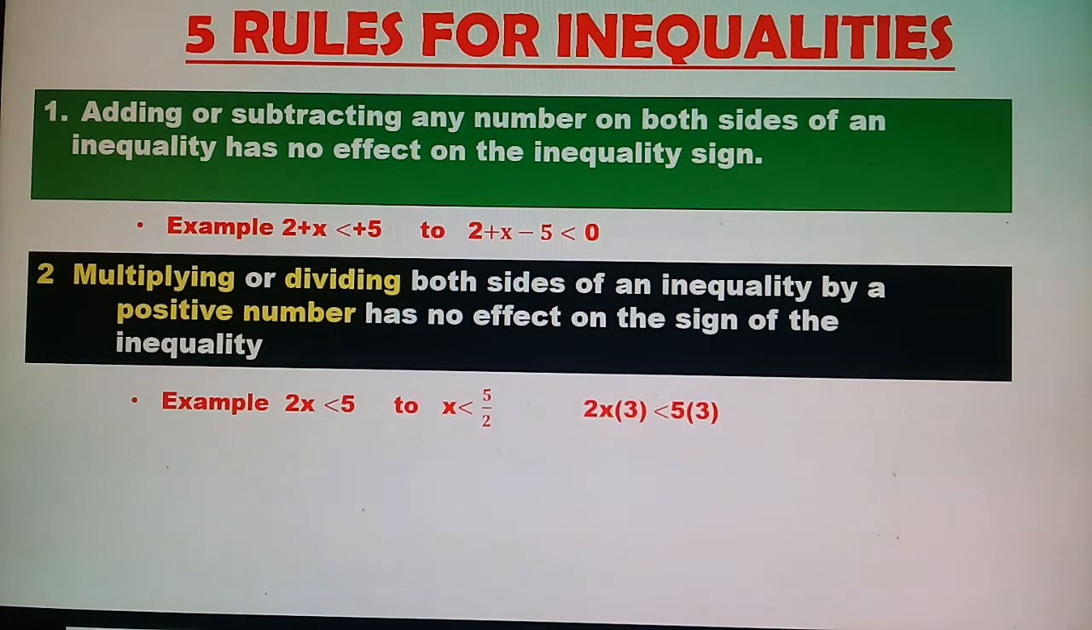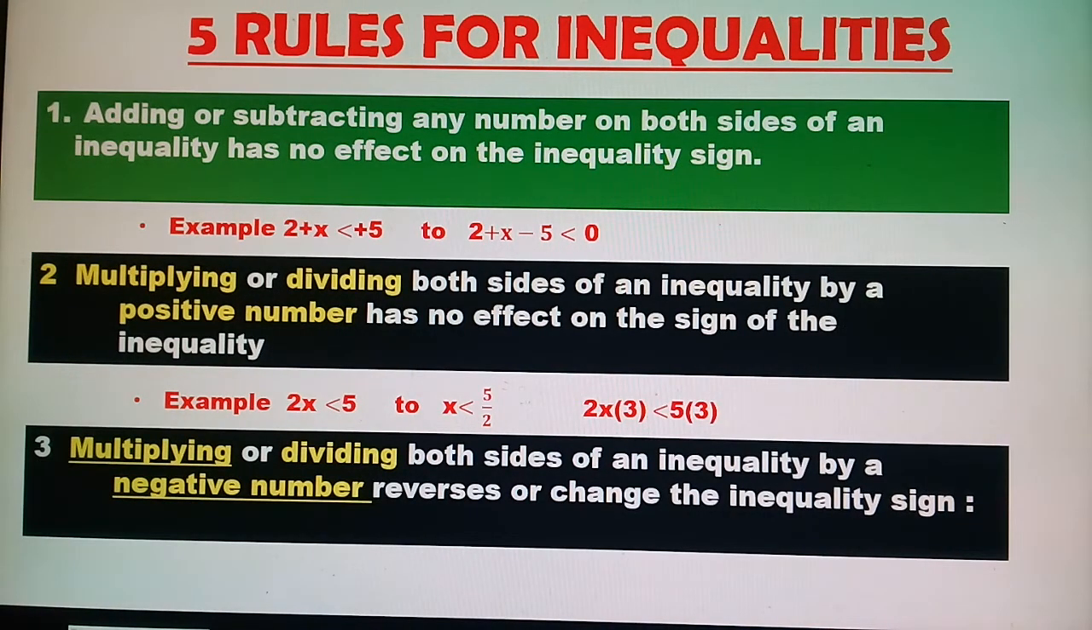Remember, we have got 5 rules. Rule number 3 says that multiplying or dividing both sides of an inequality by a negative number reverses or changes the inequality sign. It means that if I multiply or divide both sides of the inequality by a negative number, I have to change the inequality sign. Let's look at an example on that.